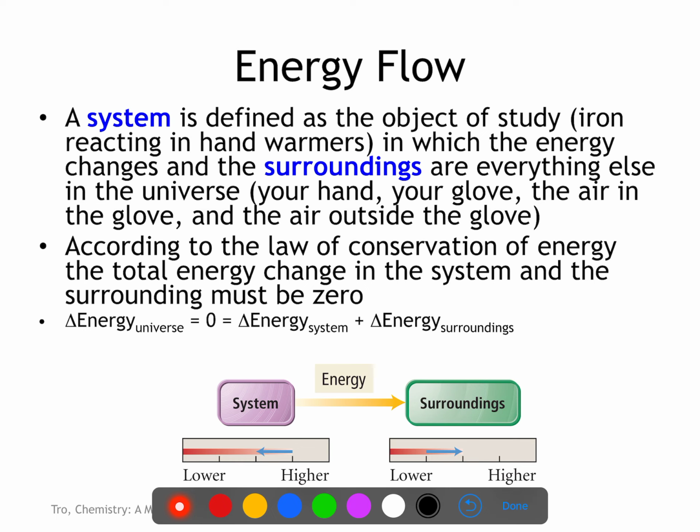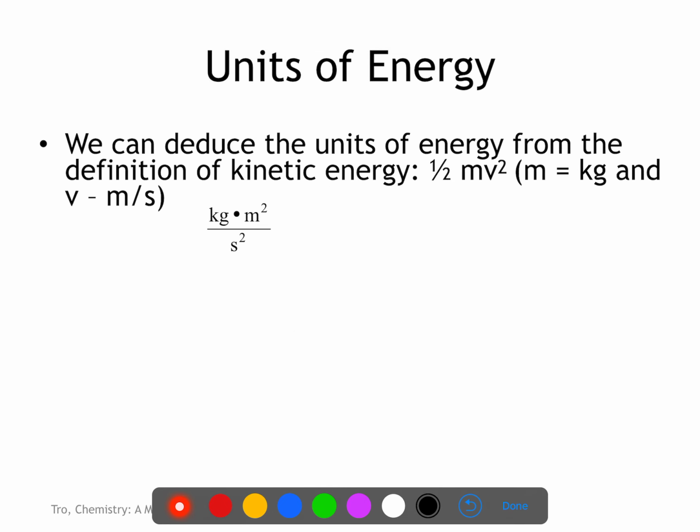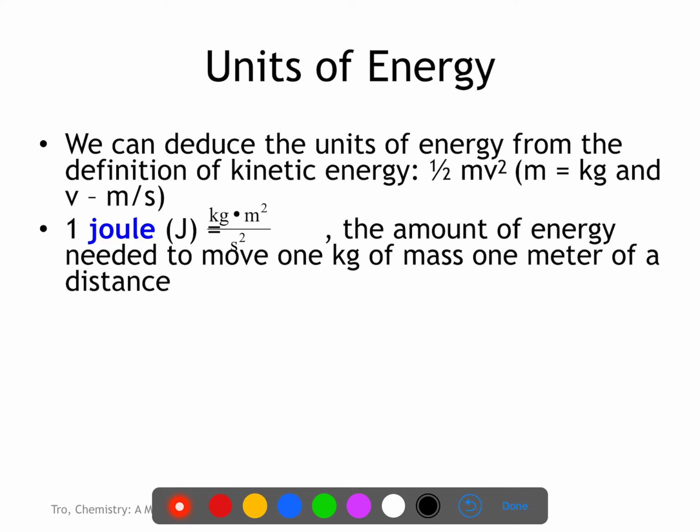Now, we look at different units of energy, focusing mainly on one in this chapter, but there are a few other ways of looking at energy. For example, we can deduce the units of energy from the definition of kinetic energy, which is 1/2 times the mass times the velocity squared. Mass is in kilograms, and velocity is in meters per second, squared. Kilograms times meters squared over second squared is what 1 joule is equal to. So we say the main SI unit of energy is 1 joule, the amount of energy needed to move 1 kilogram of mass 1 meter of distance.